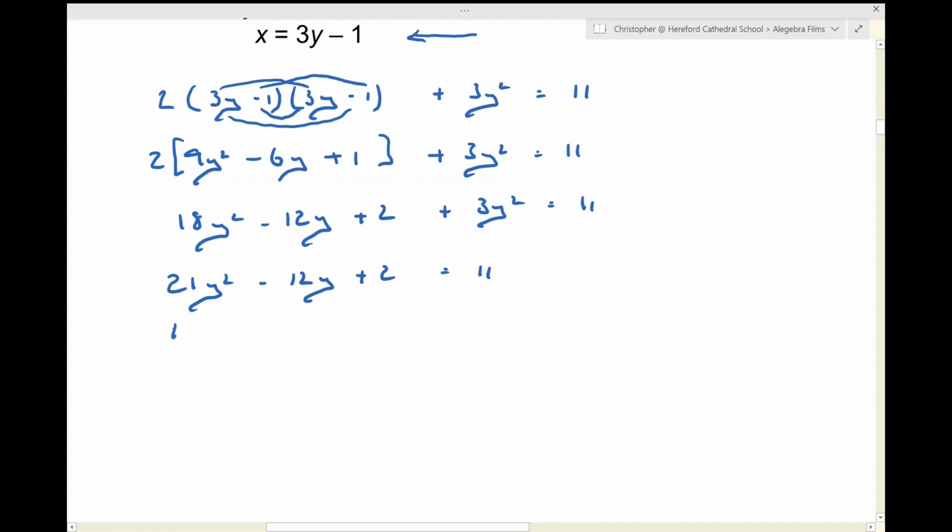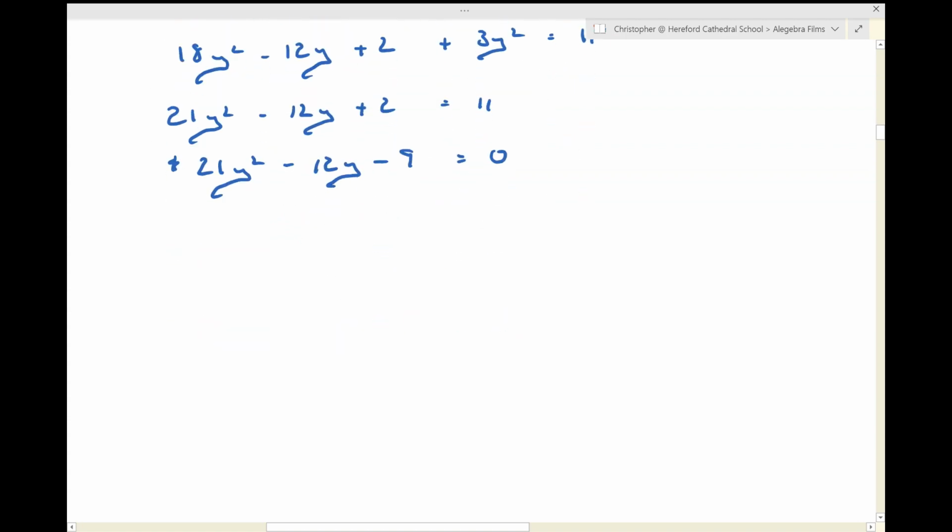Subtract 11 from both sides to set it equal to 0. 21y squared minus 12y minus 9 equals 0. Right, I have to factorise this. Well, first of all, let's pull out a 3. Gives me 3 lots of 7y squared plus 4y minus 3 equals 0. Now, can I factorise this any further, or do I have to resort to using the formula?